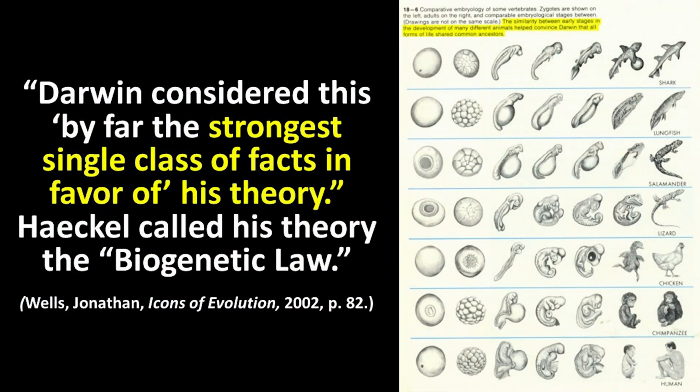But it's worse than even that, because that's not how the embryos look. This is a better illustration of how they look. And you see nowhere in this illustration do they ever line up and have that similarity. They just don't. And yet Darwin considered it to be the strongest single class of facts in favor of his theory. Haeckel called it the biogenetic law. They made a big deal about this. It was prominently presented in some of the later versions of The Origin of Species, and yet it's been completely discredited today.